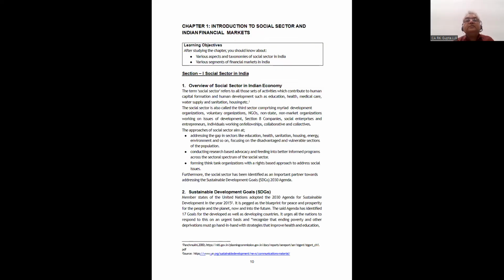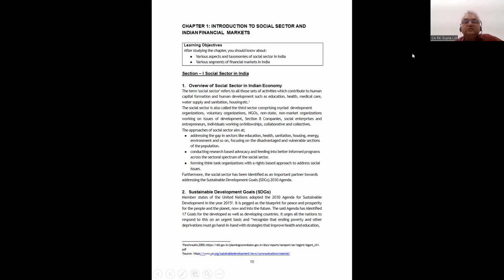Now, Chapter 1, Introduction to Social Sectors and Indian Financial Markets, which covers 8 marks. Introduction to Social Sector, 4 marks, and Indian Financial Markets, 4 marks. So we will try to cover at least 50 pages of this study material. Let us first know about the social sector in India. Overview of social sector in Indian economy.